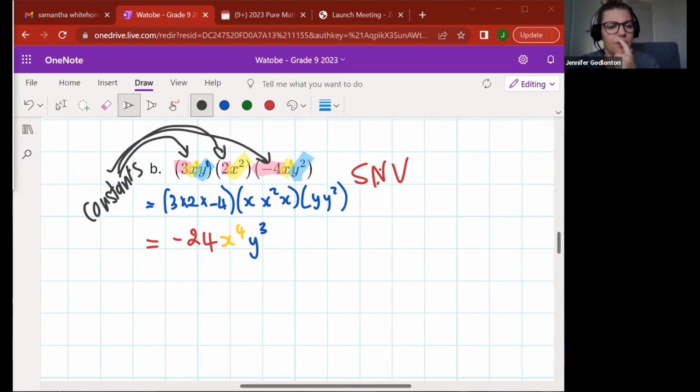Asake, how can I help? Afternoon, ma'am. I want to know, how do you get the answer of negative 24 x to the 4 y to the power of 3? So the negative 24 is from this first part where we're multiplying all those constants together. So we said 3 times 2 times negative 4. That gave us our negative 24. And then our x's, we have all the same bases and we're just adding those exponents. And that gave us x to the 4. And then our y's, we have the same bases and we add those two exponents. Okay, ma'am. Thank you.